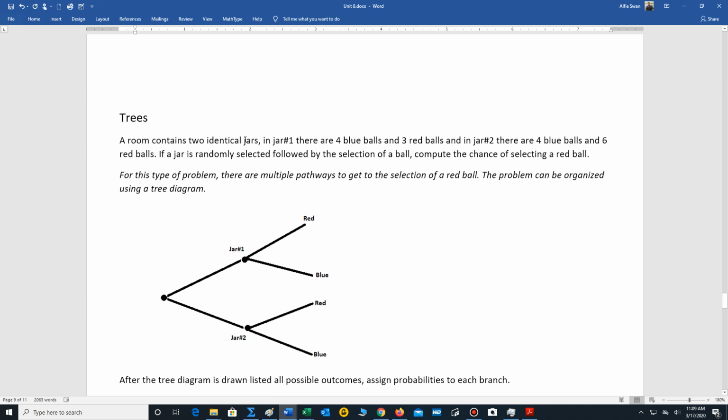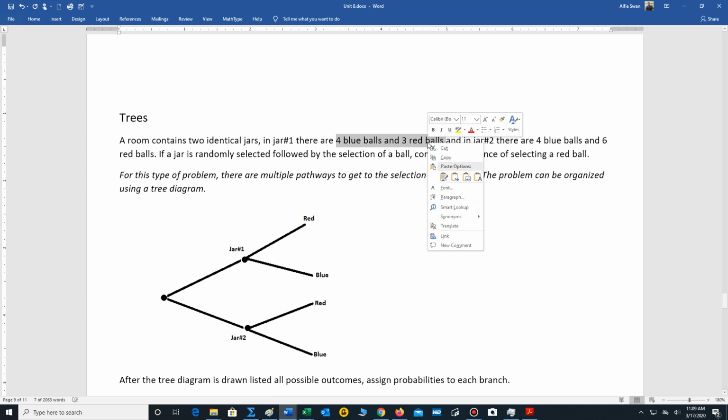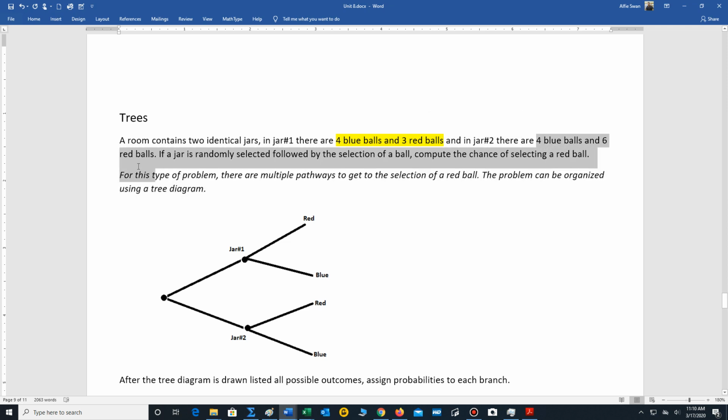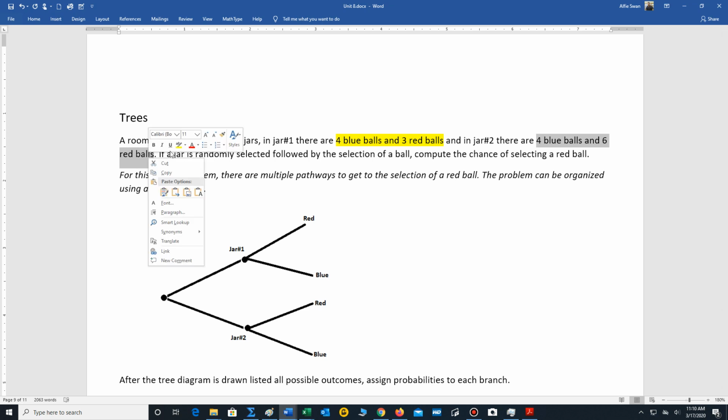It says a room contains 2 identical jars. In jar 1 there are 4 blue balls and 3 red balls. And then we have another identical jar that has 4 blue balls and 6 red balls. So if a jar is randomly selected, followed by the selection of a ball, compute the chance of selecting a red ball.